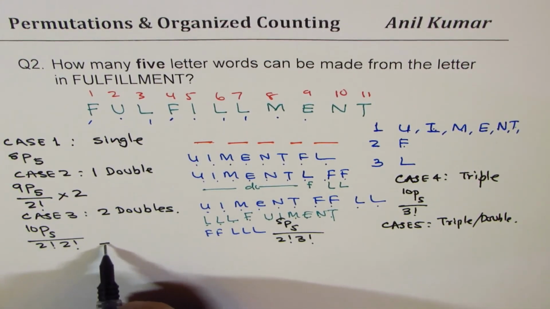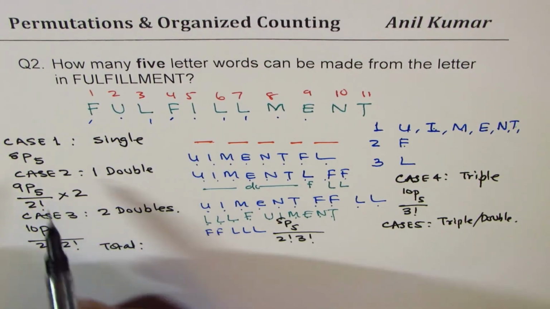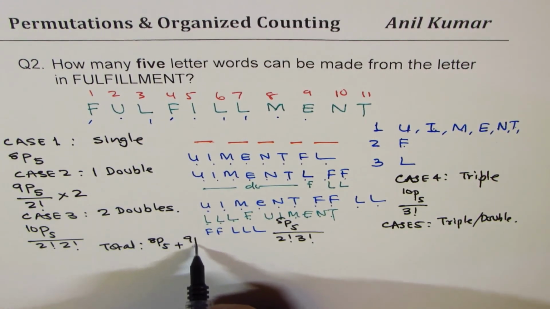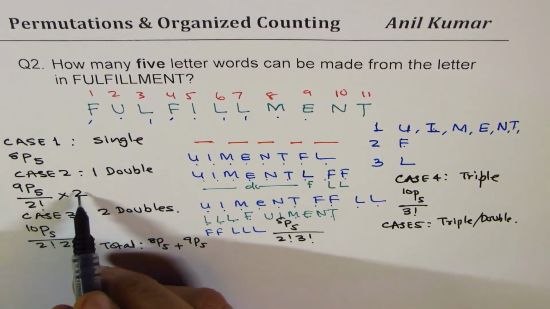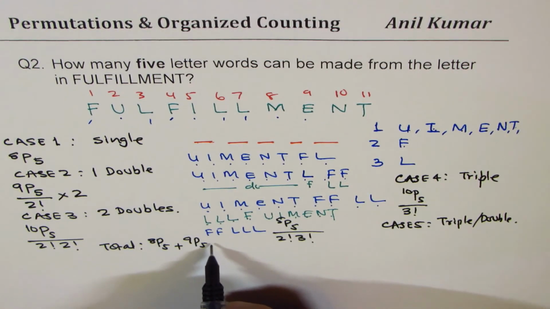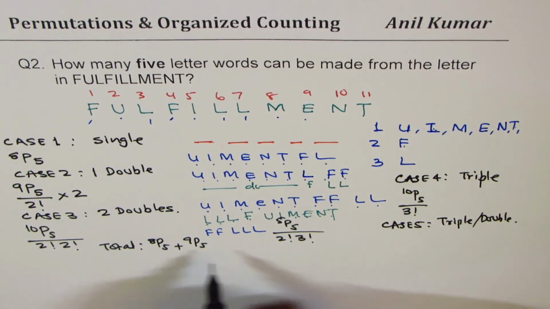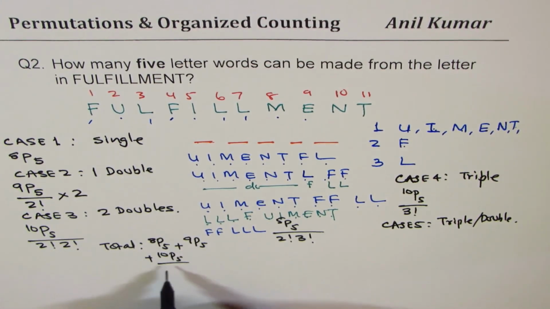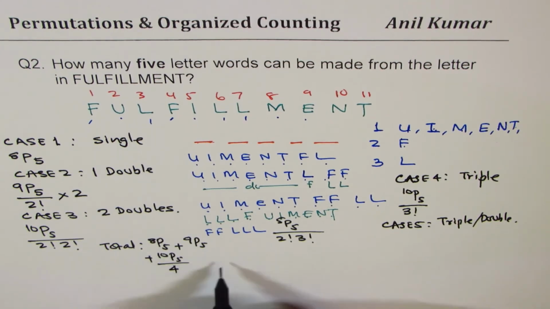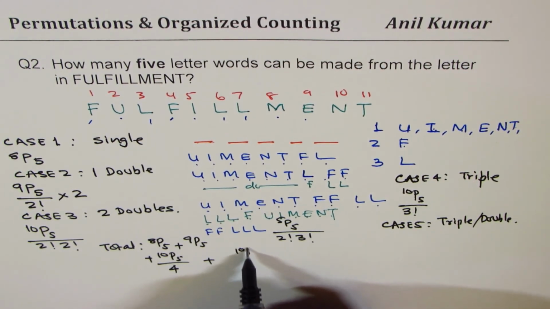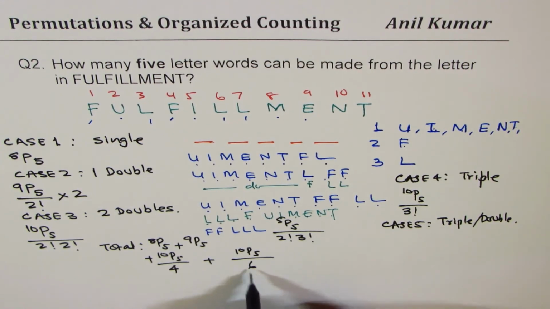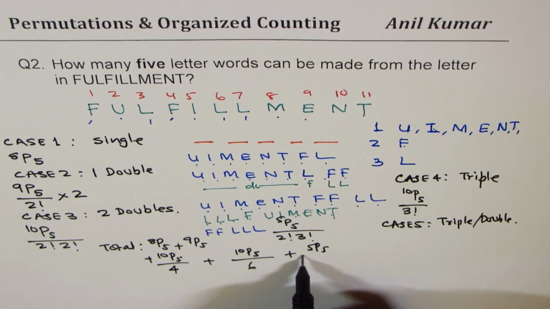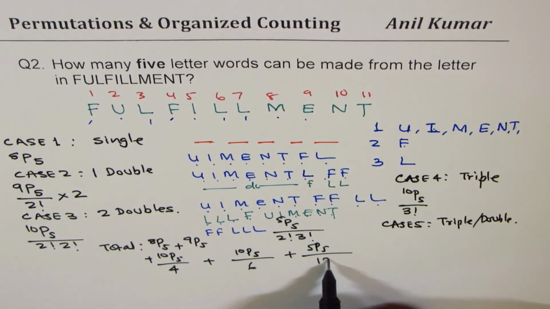Now let's write down the total. So the total in our case is 8P5 plus 9P5. I'm cancelling these two, okay? And then I'm writing plus 10P5 over 2 times 2, which is 4. And then we'll add 10P5 over 3 factorial, which is 6. And then we have 5P5 over 2 times 6, which is 12.